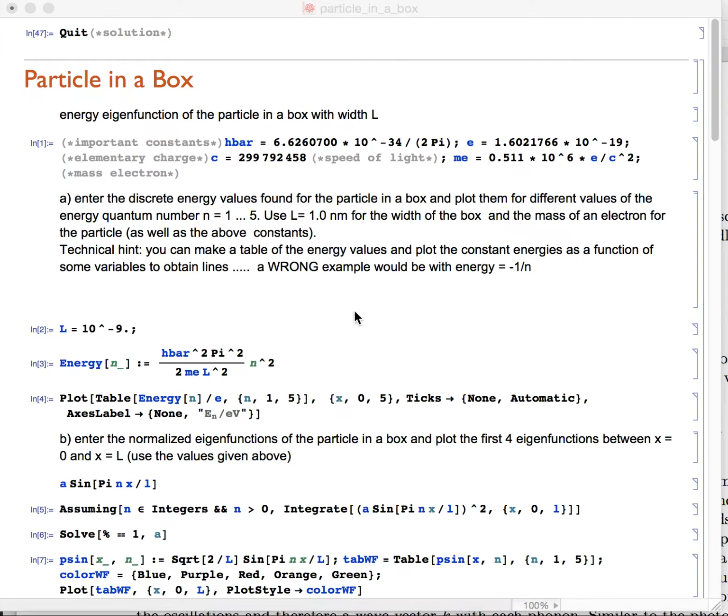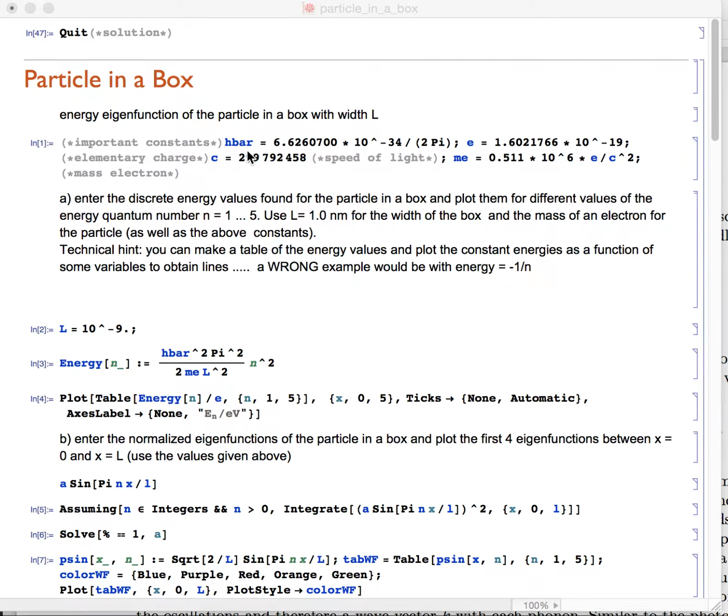Hi everybody. I want to go with you through this Mathematica notebook here. And what we will do here, we will explore a little bit the solutions which we found in class of the particle in a box, and also look a bit at what it means in the context of the properties of quantum mechanics, which we found so far.